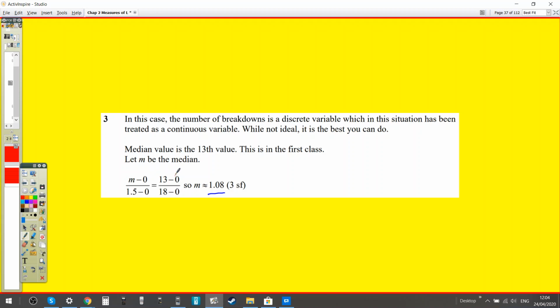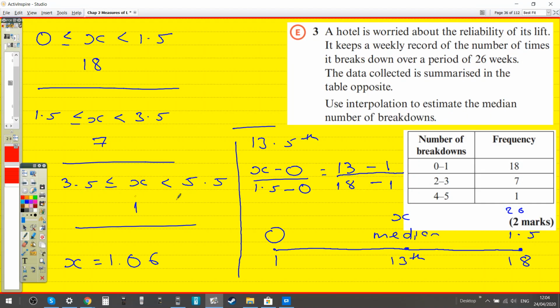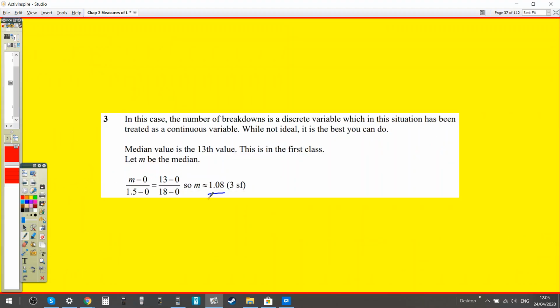No, hang on. 13 minus 0 over 18 minus 0. So they're starting from person 0. That's what it is. That's why last time we were slightly off, because we said it was the third person, but it was the second. It's because you're starting from person 0. So if that was 0, that's it. Okay, so you're not starting from the first. You're starting from the 0. That's where. Okay. So any questions about that?